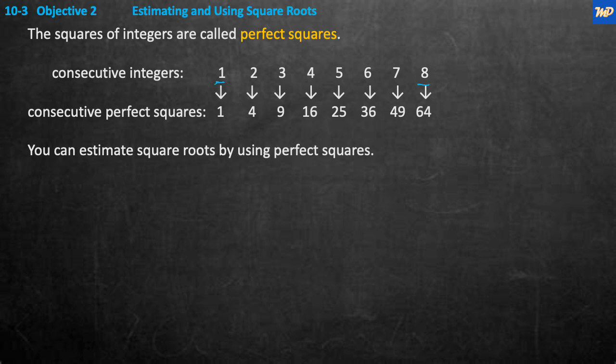5 squared is 25, 6 squared is 36, 7 squared is 49, 8 squared is 64, 4 squared is 16, 3 squared is 9, 2 squared is 4, 1 squared is 1. We can go on and on. 9 squared is 81, 10 squared is 100. They're all considered perfect squares, because they're all squares of integers. There's no fraction ever involved with this, no decimal point values. You can estimate square roots by using perfect squares. So we're going to look at that momentarily.